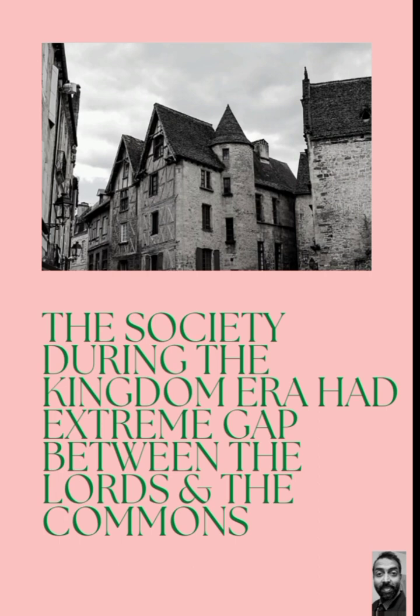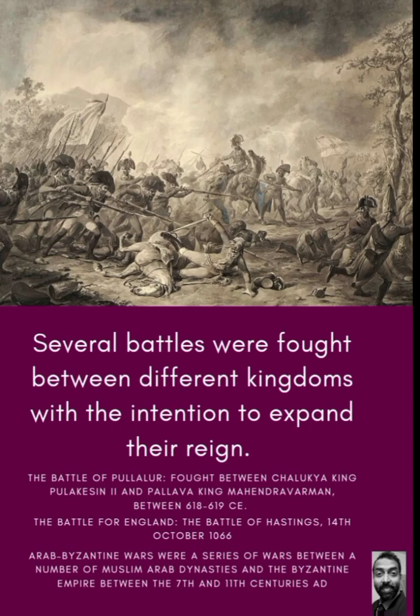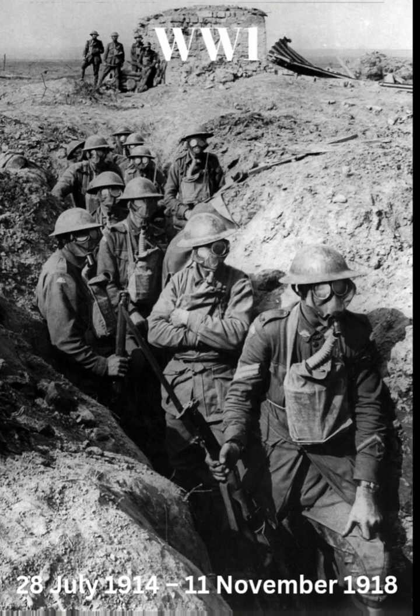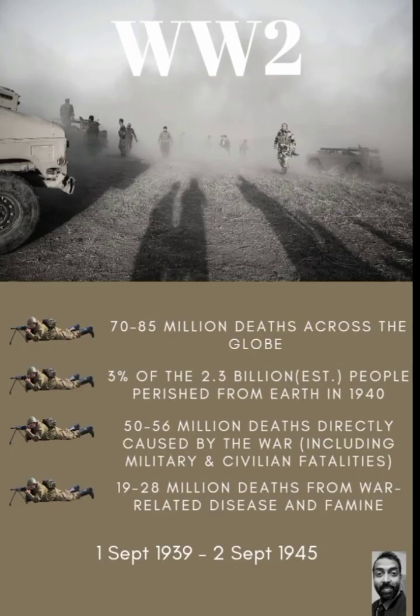Not always was it smooth for the kingdom, and many battles were fought between different kingdoms from east to west. The first monarchy to be brought down was by the French Revolution, and later in 1914 we saw the First World War, which was followed by the Second World War, in which nearly 85 million people were wiped out from the face of the earth.